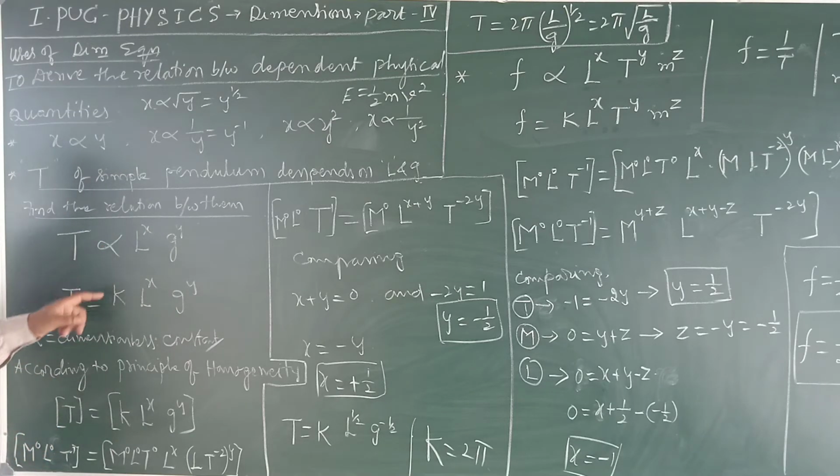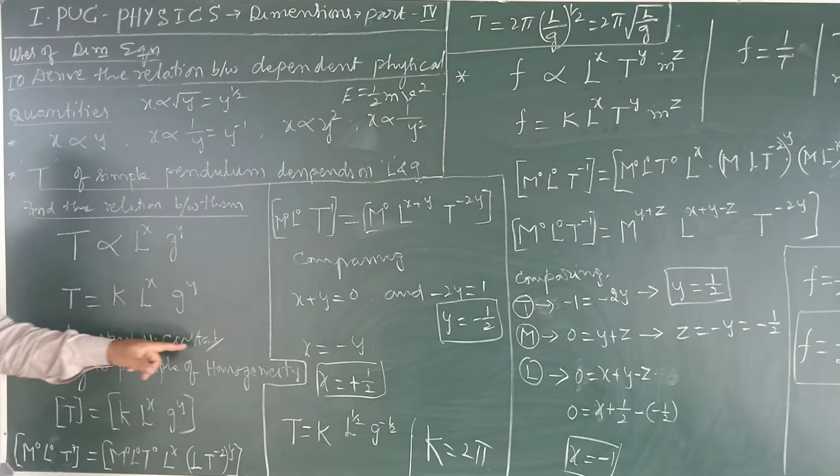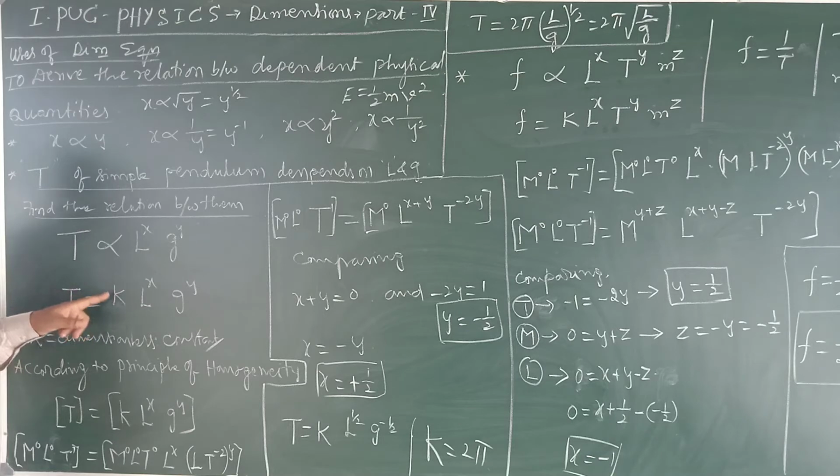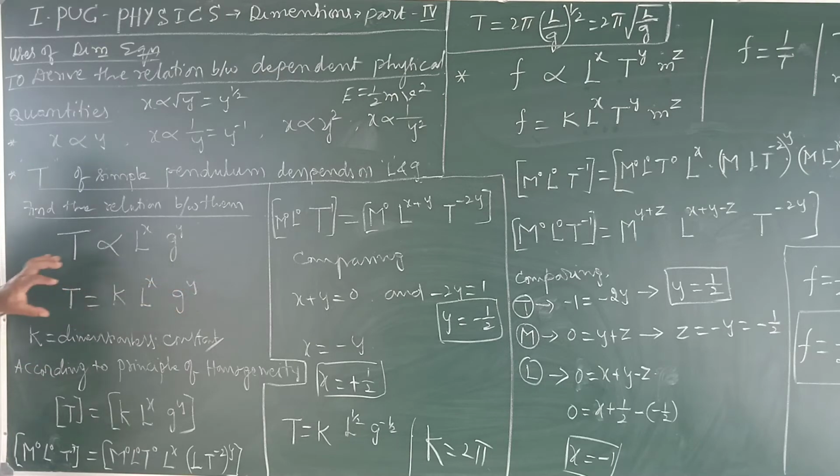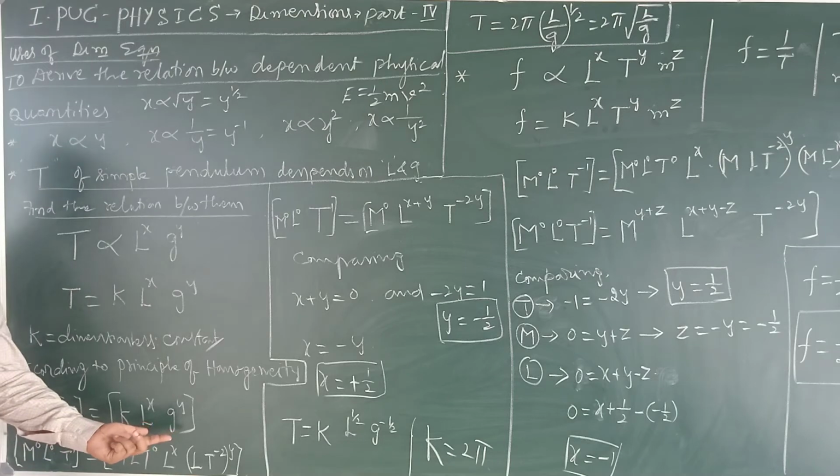Now if I remove this proportionality sign by introducing a constant, this constant is dimensionless. It has no dimensions, that means M0 L0 T0 is the dimension of this constant. So if I substitute dimensions, for this physical equation to be correct, what is the condition? According to the principle of homogeneity, the dimensions of the right side and left side should be the same. The dimensional formula of LHS and RHS should be the same.